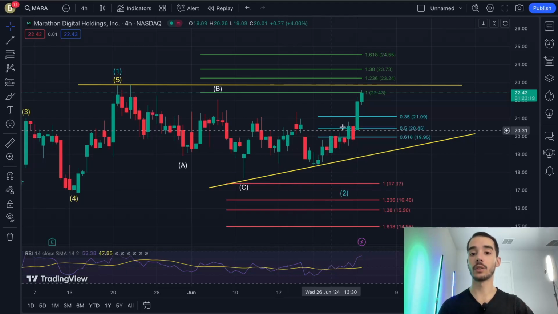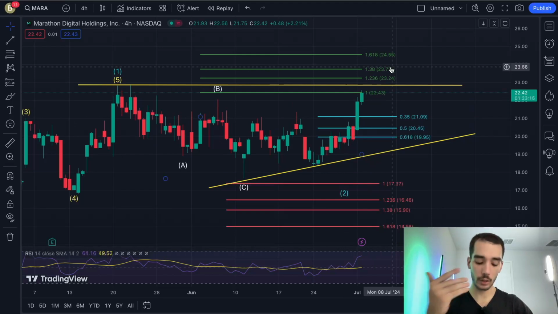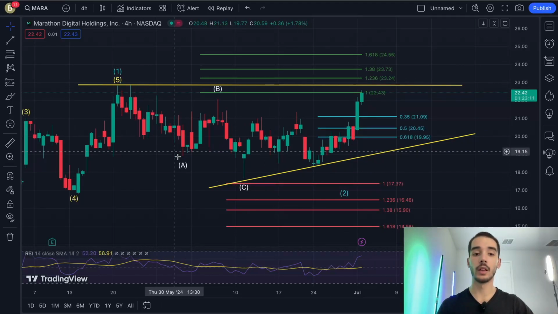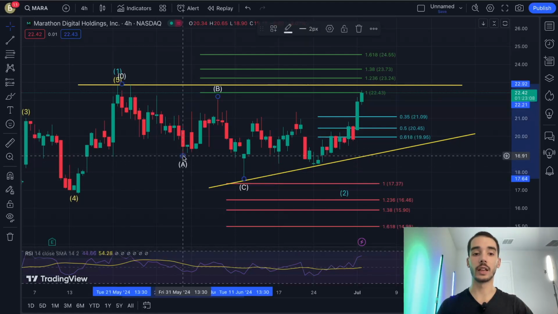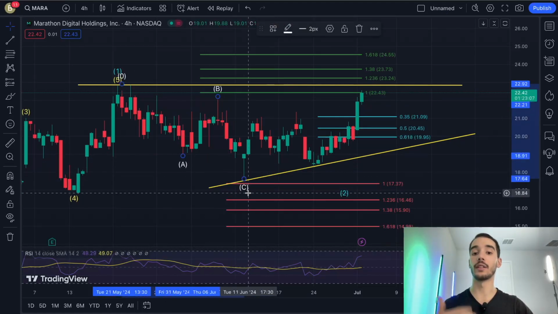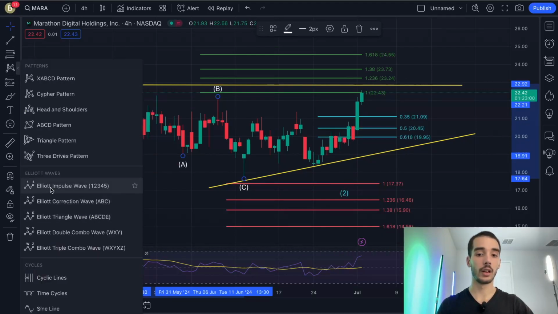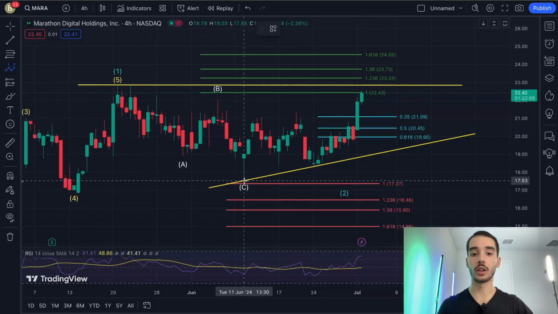Because if that happens, if we fall back down into here, find support, break above, and make new 2024 highs, I'm going to confirm, or at least go with the understanding, that the three-wave corrective move has completed. And what we're really looking at is potentially a new wave structure coming up like this.